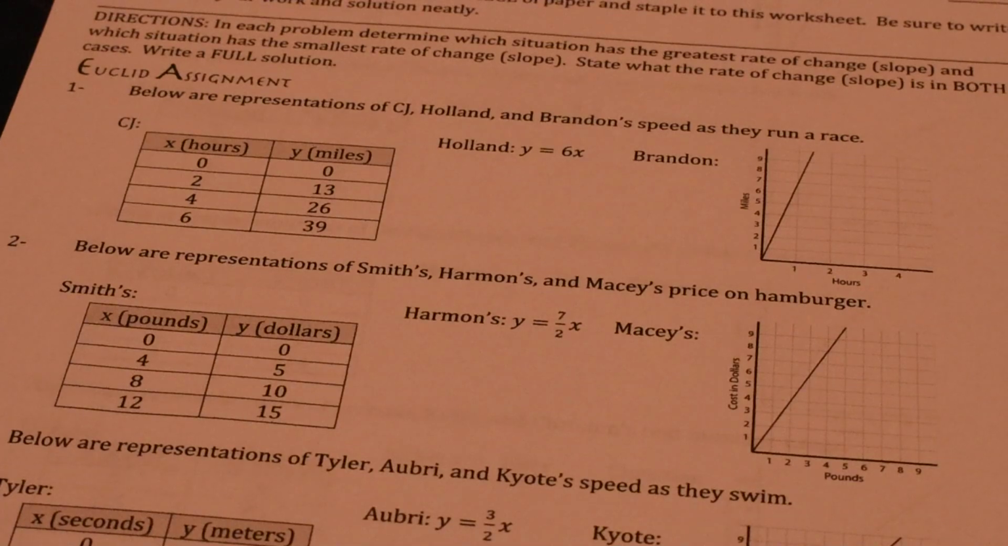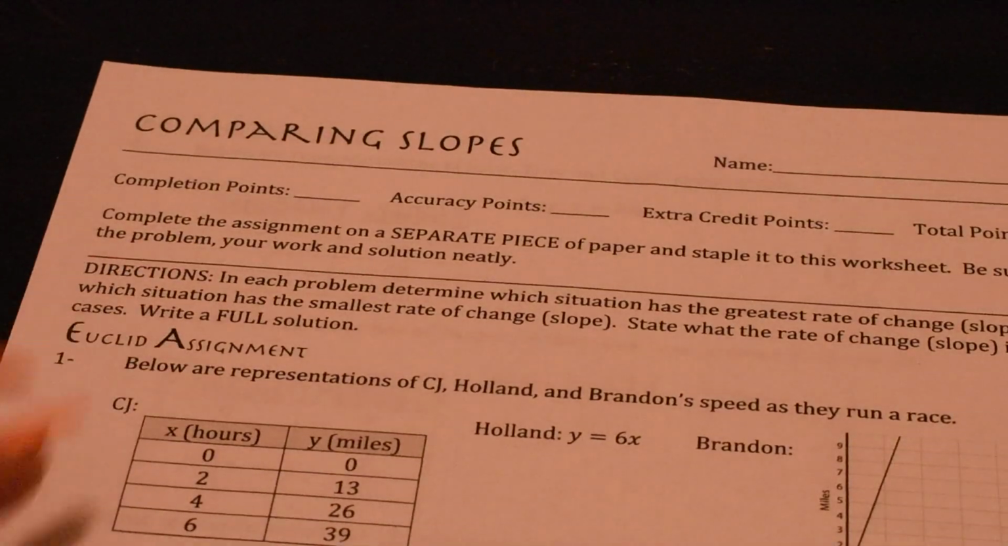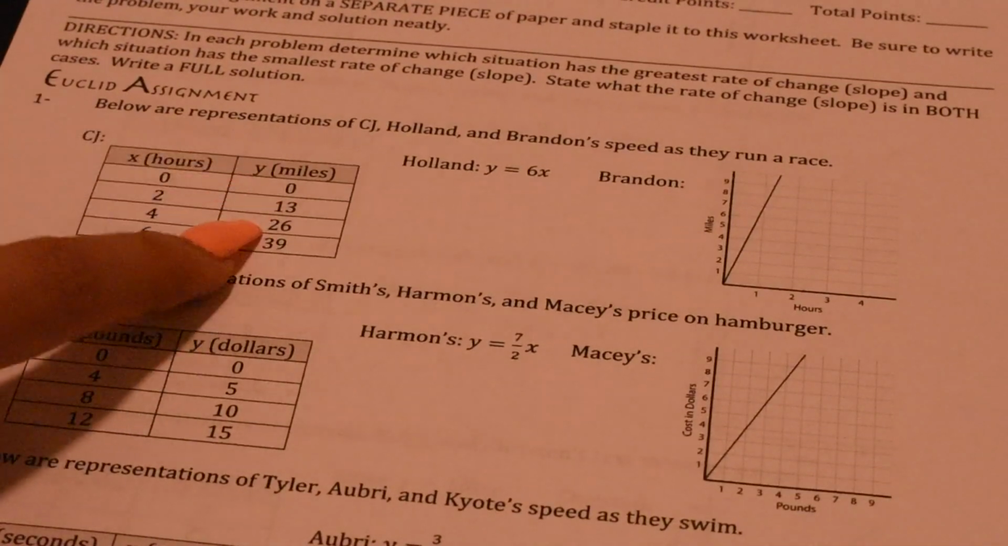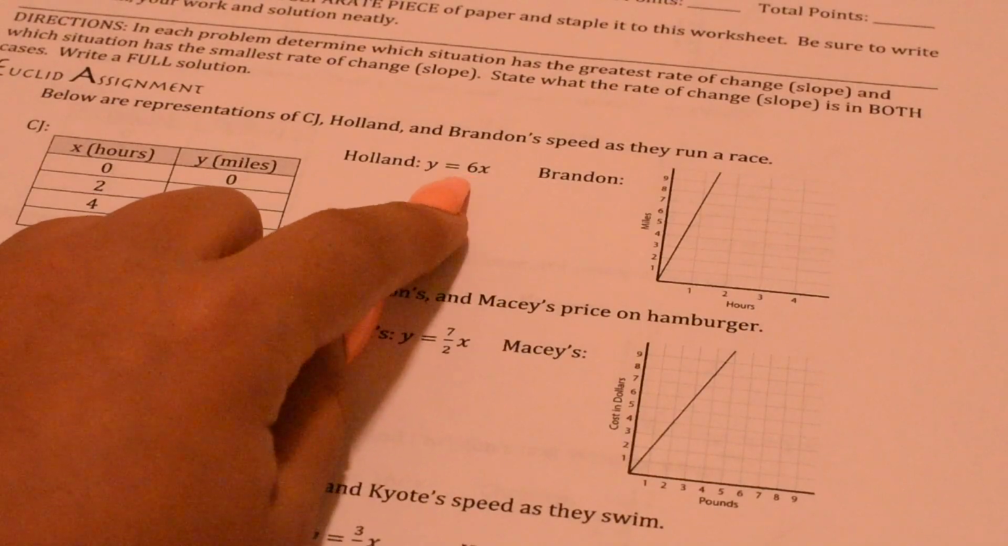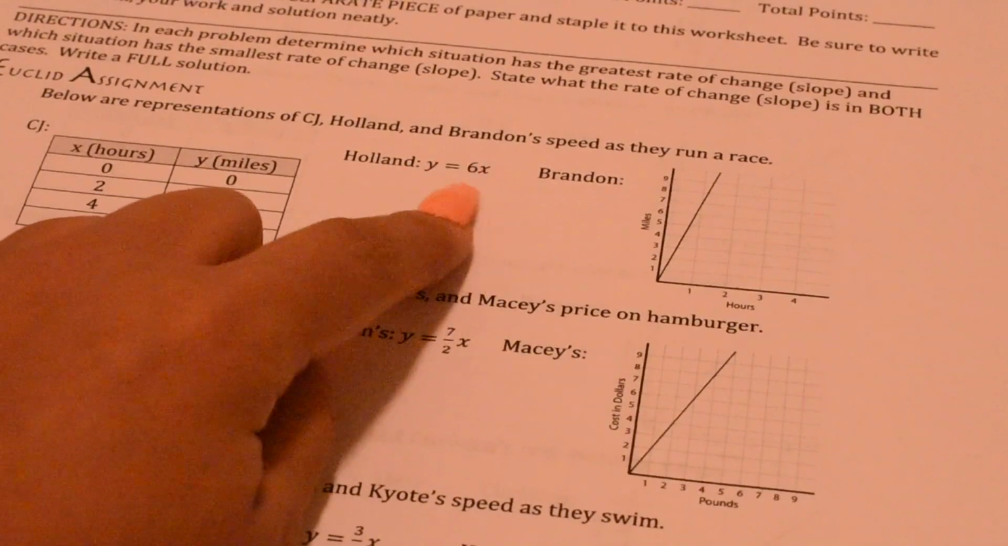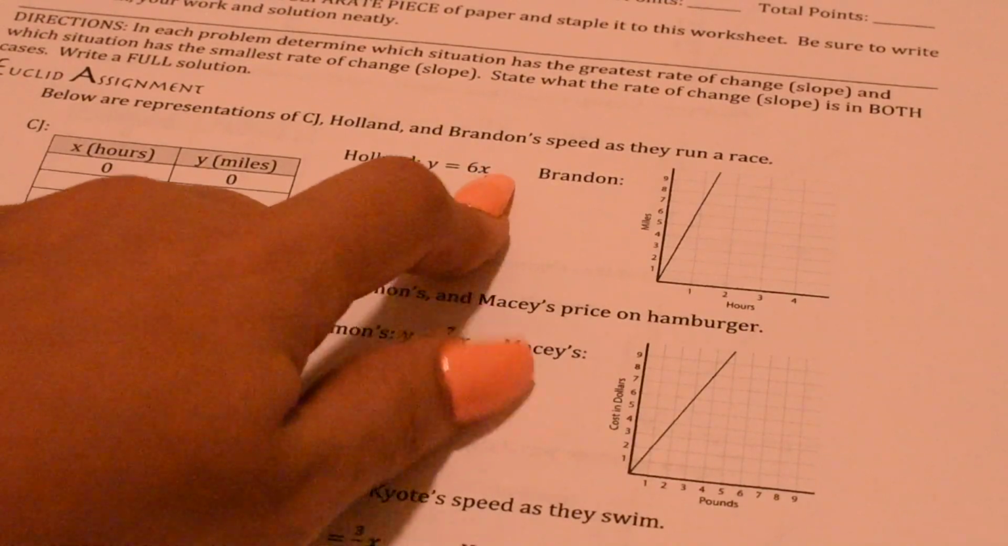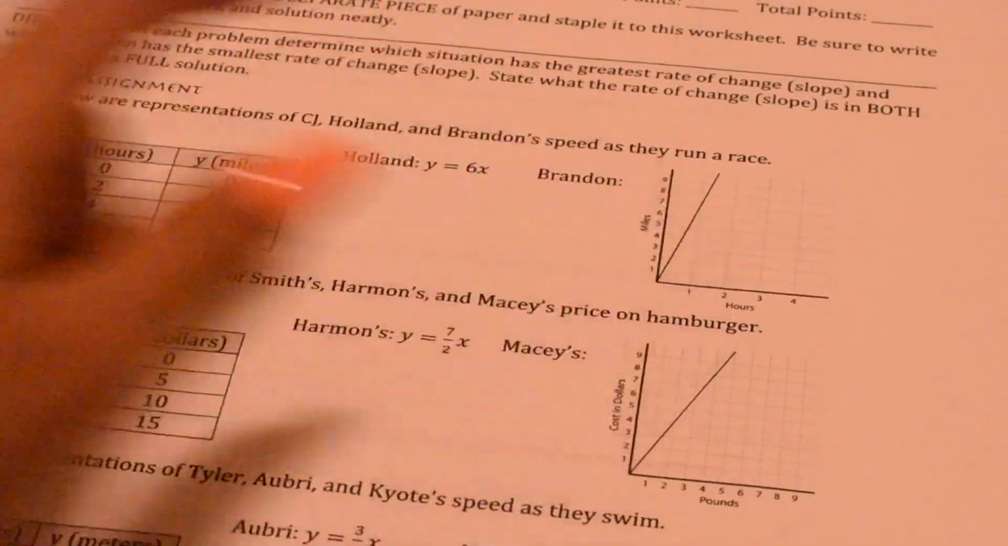All right, hey everybody. So you are now in the unit where you are comparing slopes, and we'll be comparing slopes from tables. This is a table, an equation. So y equals 6x, like y equals mx plus b. That's the equation. Here our b is 0. There is no b. And graphs, okay?